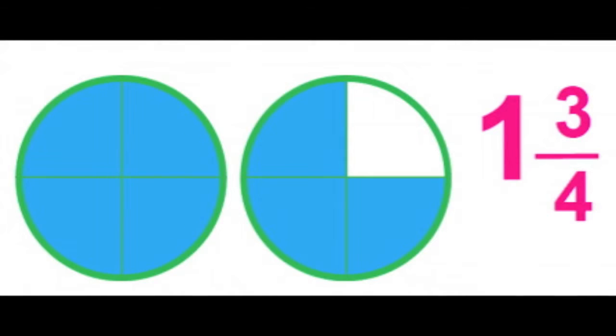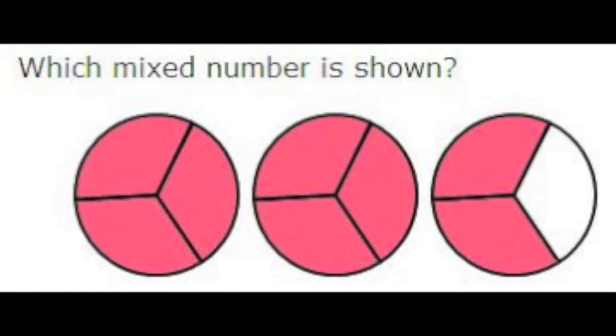Has anyone seen one of these before? These are called mixed numerals. A mixed numeral is made up of a whole number and a fractional part. This is shown by the 2 circles. One of the circles is completely coloured in. This represents the whole. The other circle has 3 out of 4 parts coloured in. This represents the fraction. As a class, see if you can work out which mixed numeral is shown.